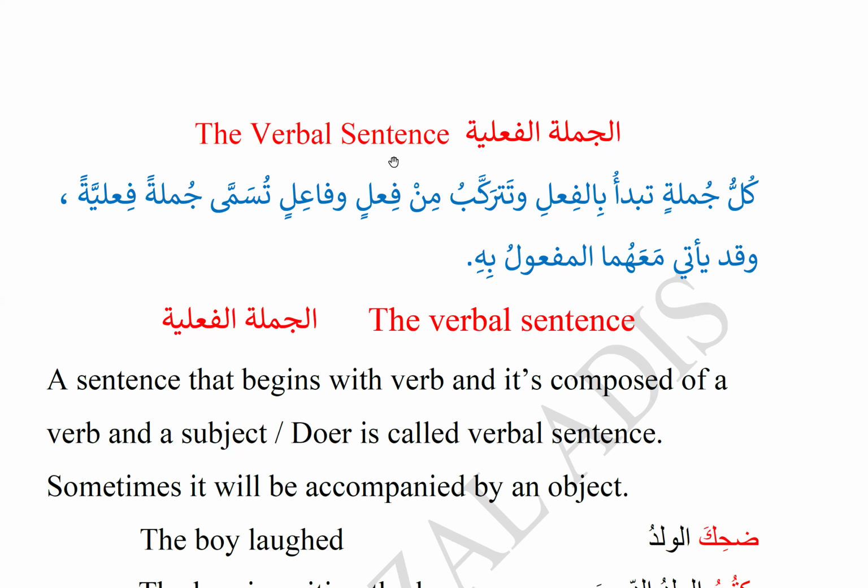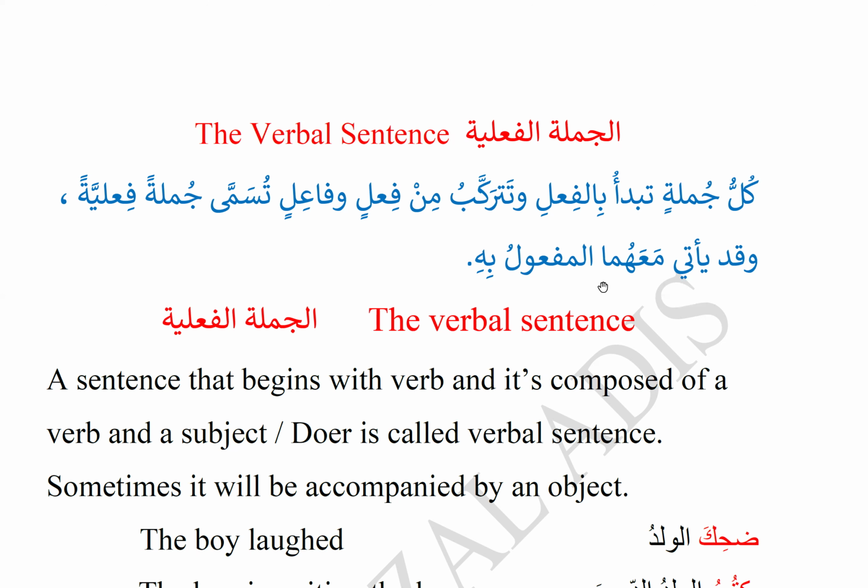Al-Jumlatul Fi'liya, verbal sentence. The definition is كل جملة تبدأ بالفعل. Every sentence that begins with a verb, وتتركب من فعل وفاعل, and it is composed of a verb and a doer, تسمى جملة فعلية, it's called a verbal sentence. So every sentence that begins with a verb and consists of the verb and the doer is called جملة فعلية.